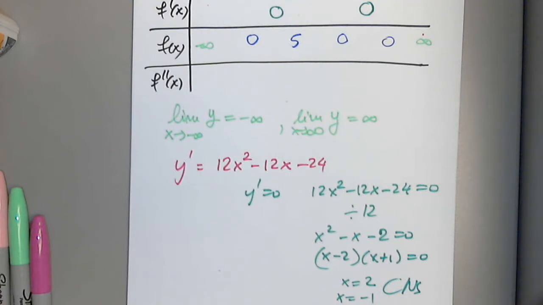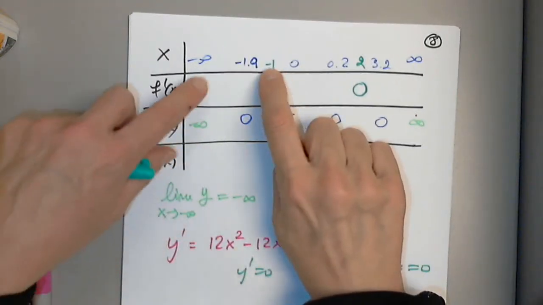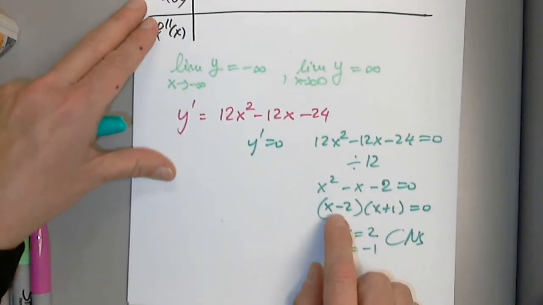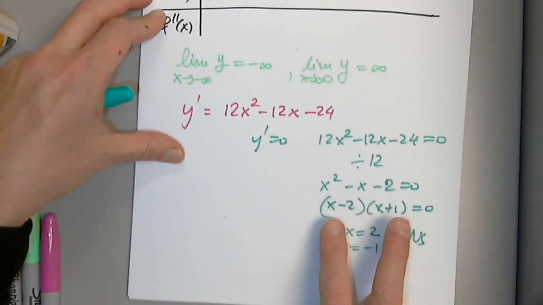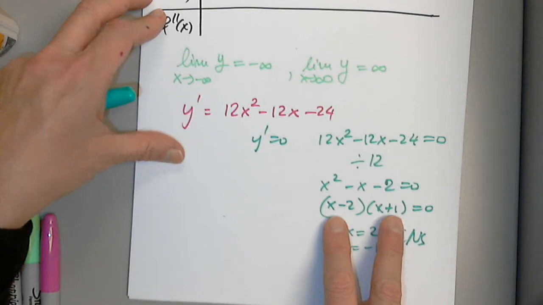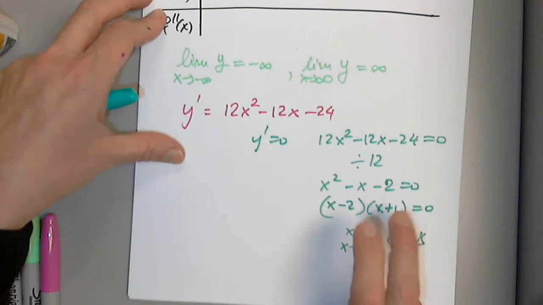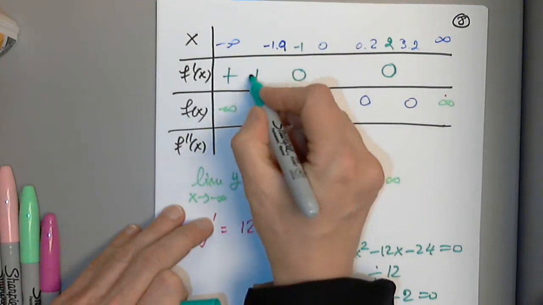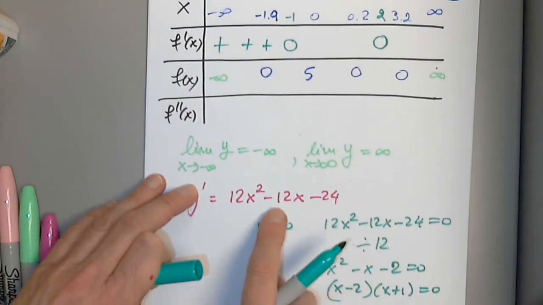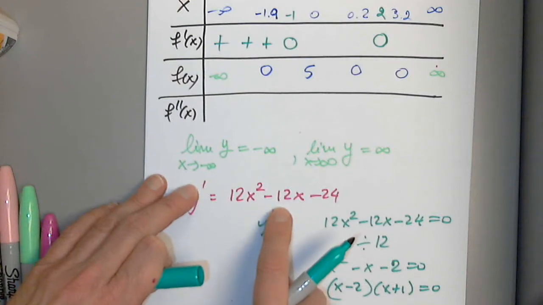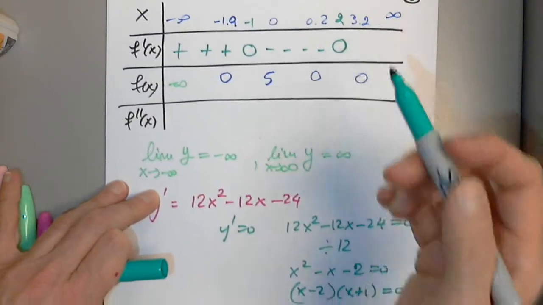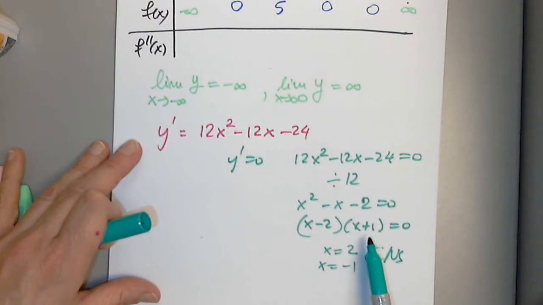And now I have to find the sign. The 12 in front did not change anything, right? So I will plug in a number to the left of negative 1, like negative 10. Negative 10, negative 10. What is the sign of this product? Negative, exactly. Let's plug in 0, which is very easy to plug in: negative 24. Perfect. And let's plug in 10: 10 minus 2, 10 plus 1.